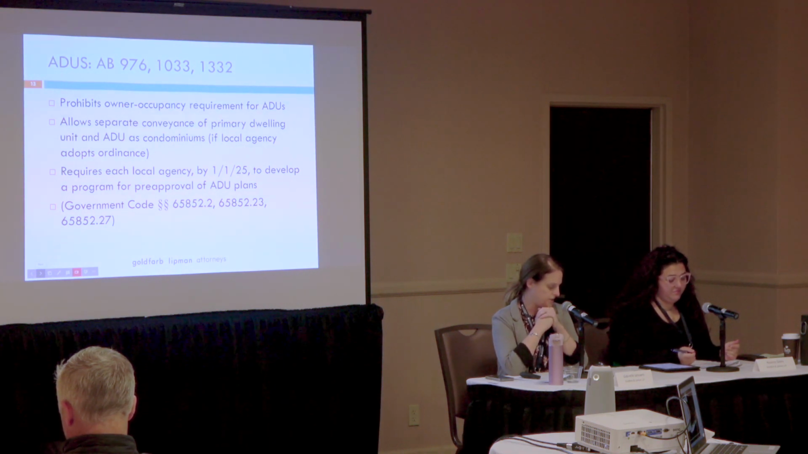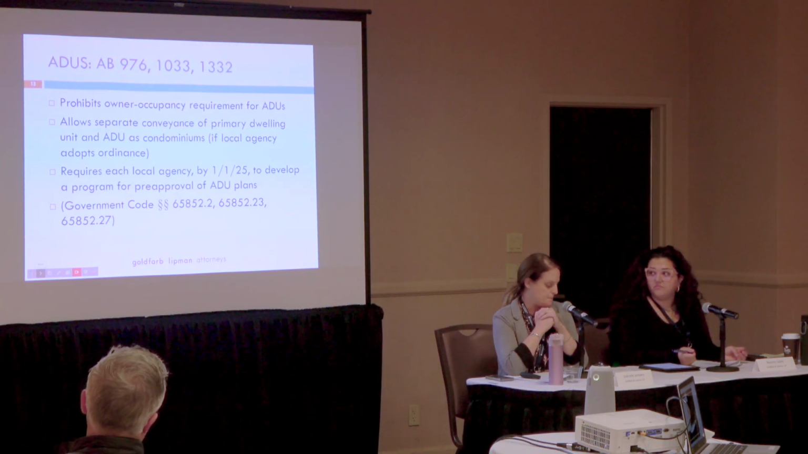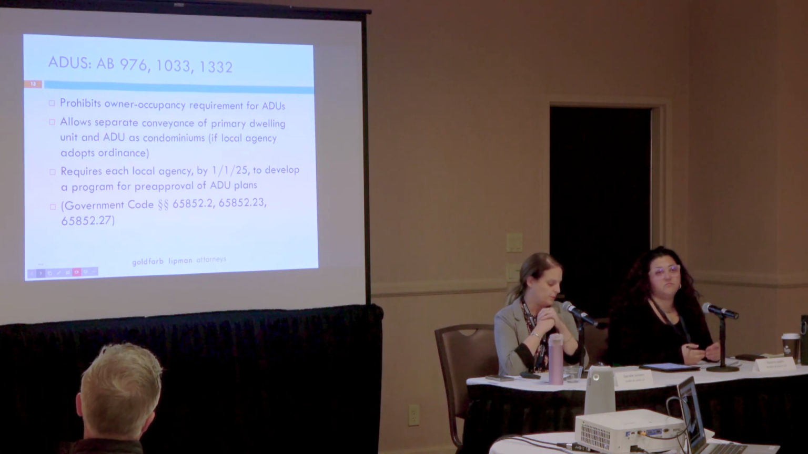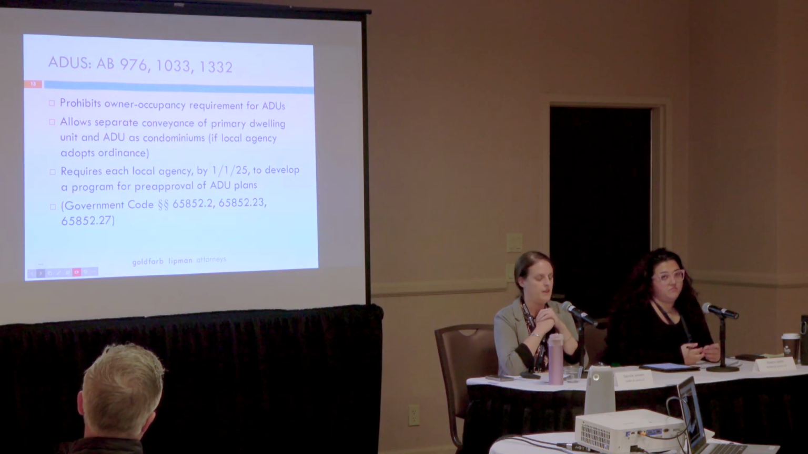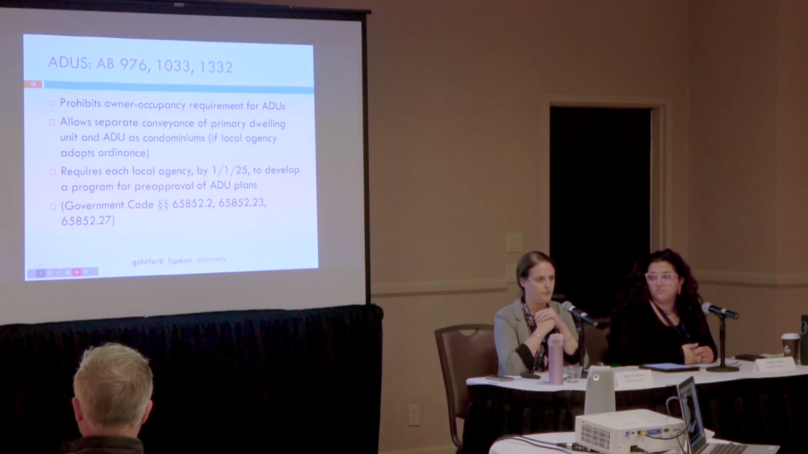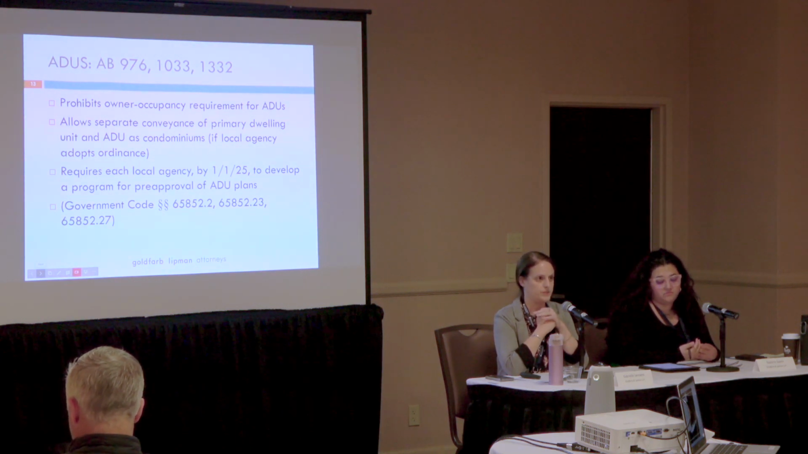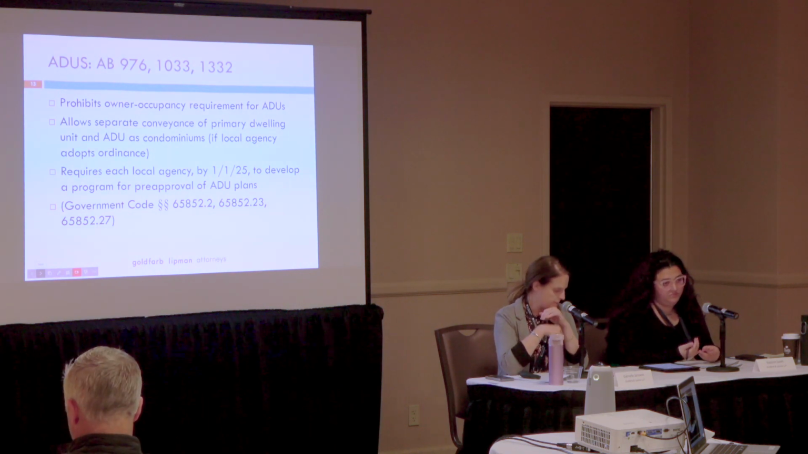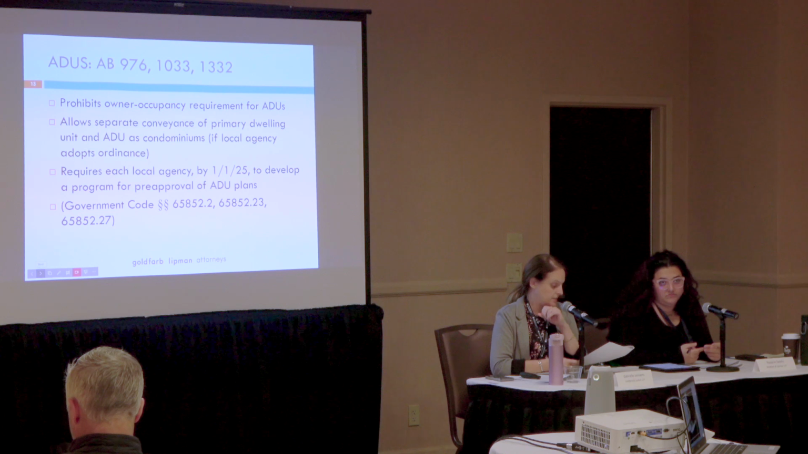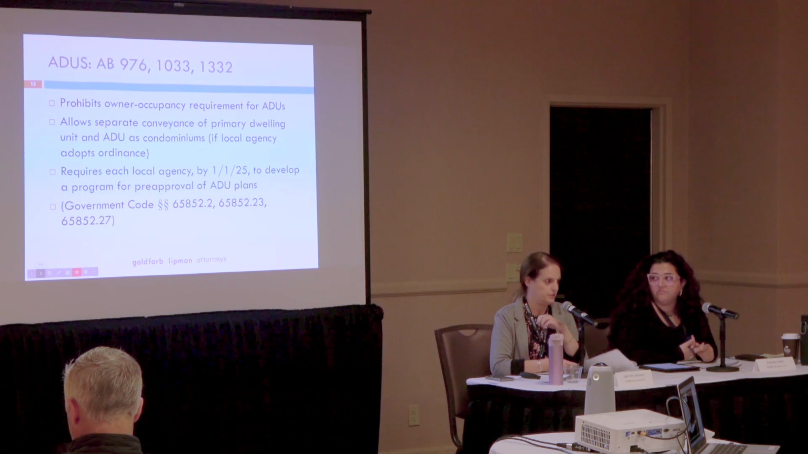So we have 3 changes to ADU law. The first one has to do with owner occupancy. The law used to say that for ADUs approved after January 1st, 2025, a local agency could impose an owner occupancy requirement. So basically saying the owner of the property needs to reside in either the primary dwelling unit or the accessory dwelling unit. That has been removed from the law. So a city or county cannot require that the property owner reside in one of the units. This does not change the requirement for junior accessory dwelling units. So junior accessory dwelling units still do have an owner occupancy requirement.